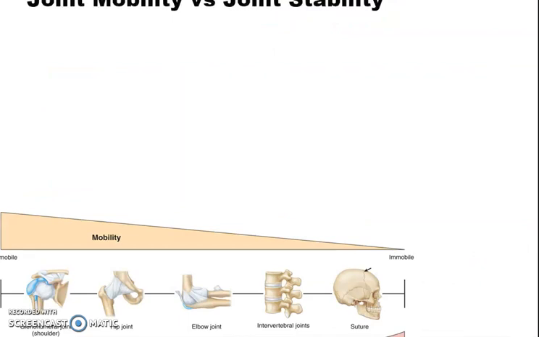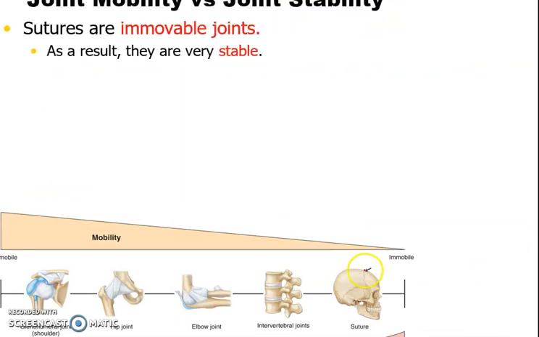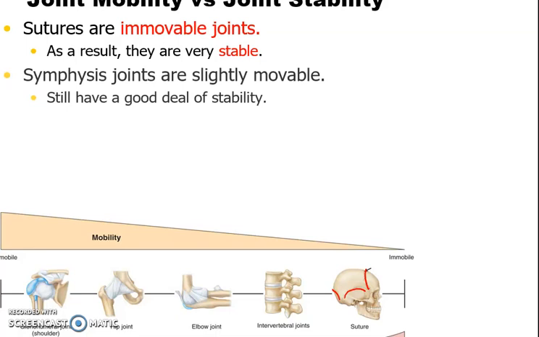Oh, there's our little picture. So sutures, those are immovable joints. Remember the coronal suture, squamosal suture, lambdoid suture. They are very, very stable. They're not going to move at all. A symphysis joint. Remember your two pubic bones come together like that? This joint is a symphysis joint. It moves during childbirth, but it's still a fairly stable joint. Doesn't move that much.